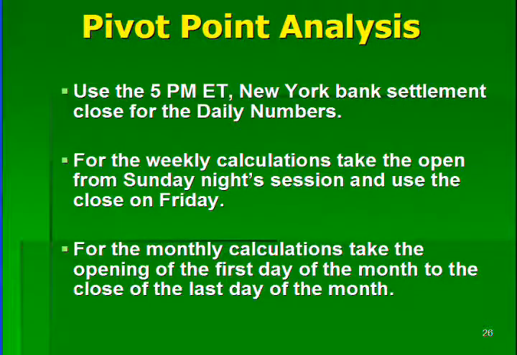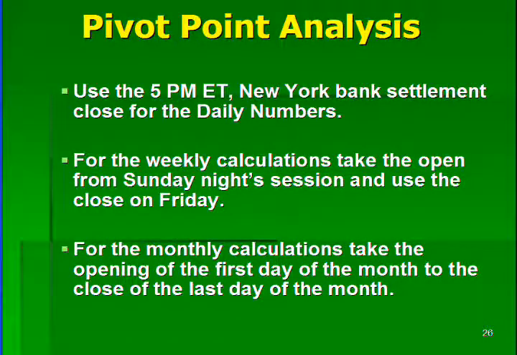Now, again, I did say that we want to use 5 p.m. New York bank settlement close for the daily numbers. For the weekly calculations, let's take the open from Sunday night session and use the close on Friday. Anything that occurs during that week from the high to the low, that's going to be our values for our pivot point weekly calculations.